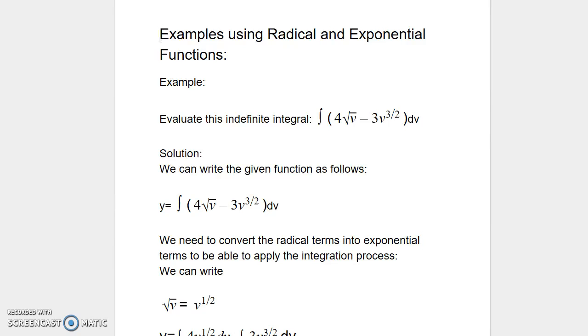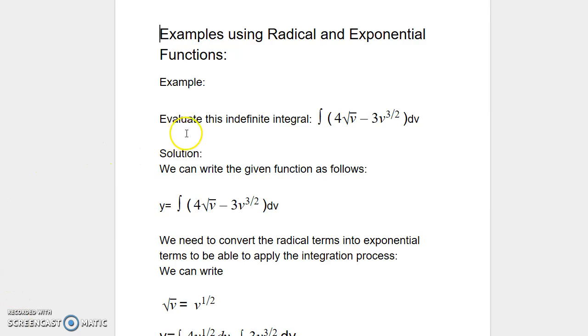Welcome to my presentation. This presentation is part of the playlist Indefinite Integrals, More Examples. In this presentation, we will be solving example problems related to indefinite integrals.